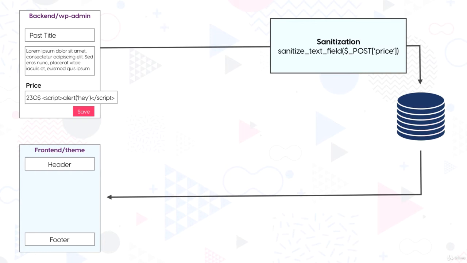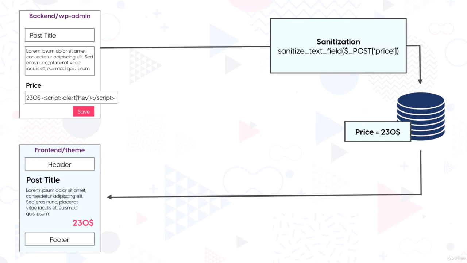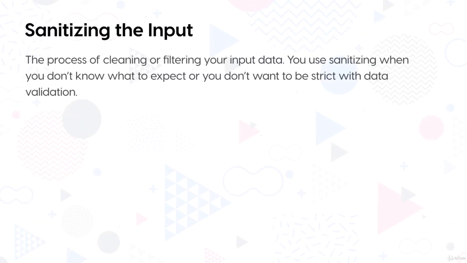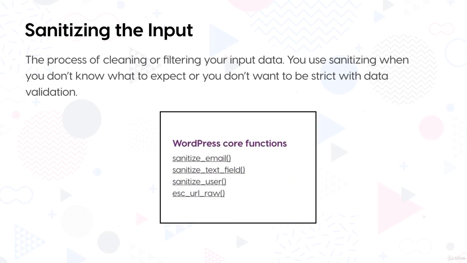So sanitize_text_field in our case will remove the script tag and the value will be saved as 230. And thus when we display our data, no scripts will run. So as you can see, unlike validation, sanitization can actually modify the data. In validation, however, you can either use the data or just discard it completely. So this is the definition of sanitization according to WordPress. It's the process of cleaning or filtering your input data, so you can use it when you don't know what to expect, or you don't want to be very strict with data validation. WordPress also provides a lot of great functions for sanitization. I'll put a link to them so you can read more about them.